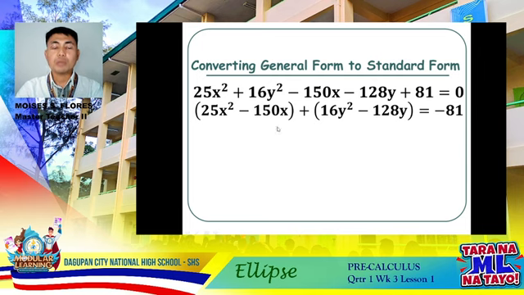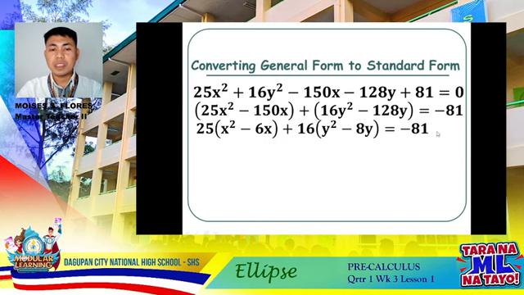Okay, we are to group the terms with respect to the variable and the constant on the other side. The next thing to consider here is to extract your numerical coefficients on the second degree. So with respect to x, we extract 25. With respect to y squared, we extract 16. So, there you have. We have extracted 25. So, 150 over 25 is simply negative 6. The same to here, negative 128 over 16 is simply negative 8.